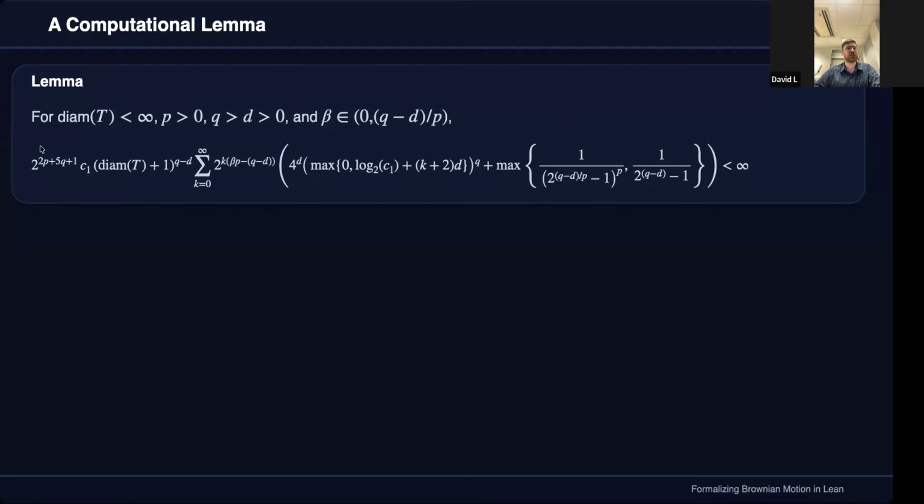You have this whole part, but I want to show that this is less than infinity. The sum is in k, so the k pops up here and the k pops up here. So this is just a constant. This is just a constant. So this should be pretty easy.